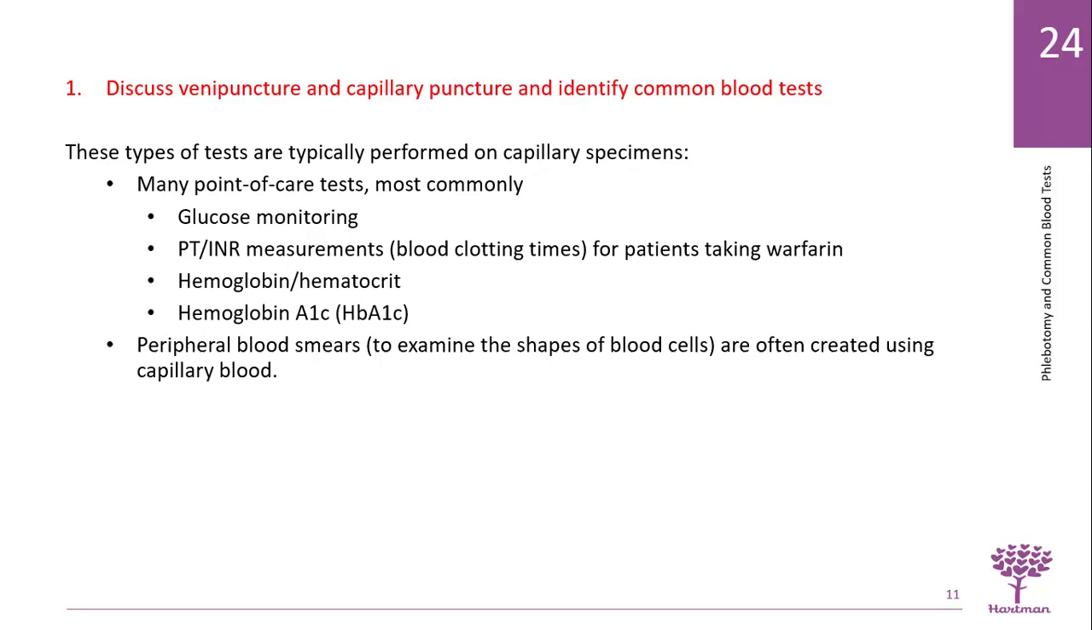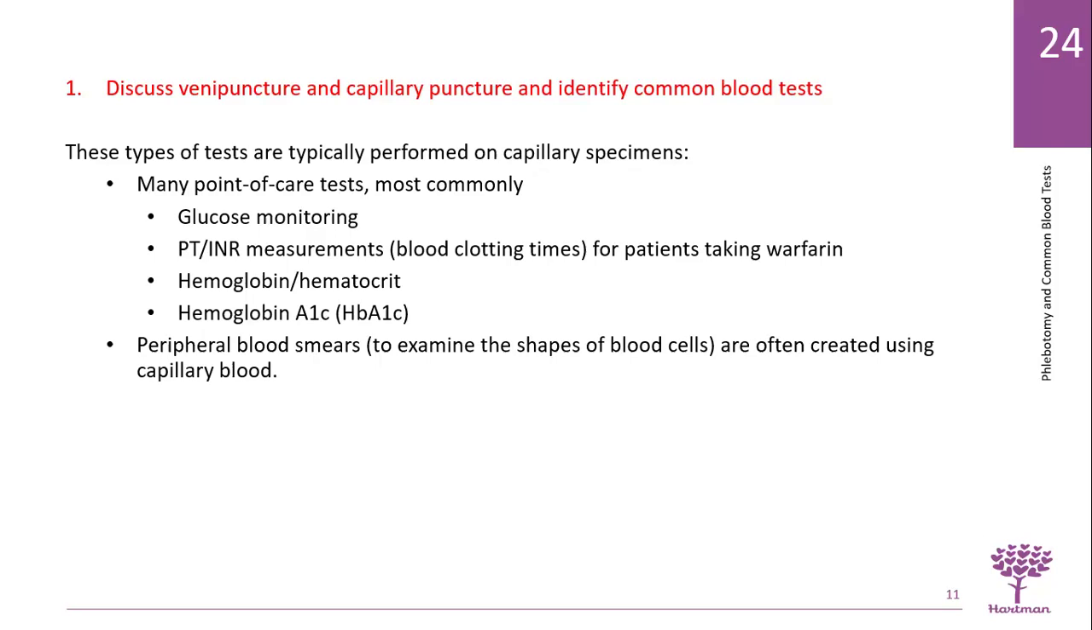Your hemoglobin A1C, also called the HbA1c, is a test that measures patients' blood glucose level for the past 3 months. You should know that. The hemoglobin A1C is a test that measures the patient's blood glucose level over the past 3 months.